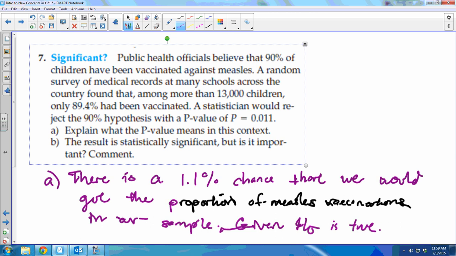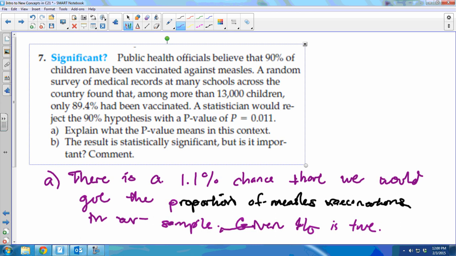Same thing about the p-value we've been talking about for a week. That's what a p-value means. If we have a p-value of 0.011, that's a 1.1% chance that you're going to get the proportion of measles vaccinations like we got in our sample, like this 89.4%. So if we kept sampling, another 13,000, another 13,000, and did a sampling distribution model, we would get 89.4% again. That's unusual, unlikely. So that's why we say that we reject H0.